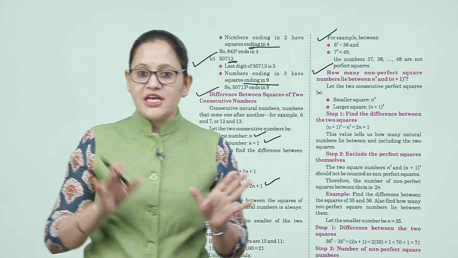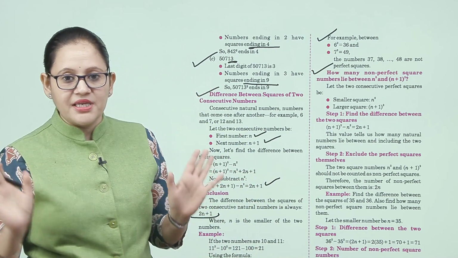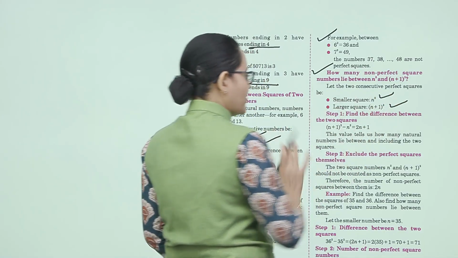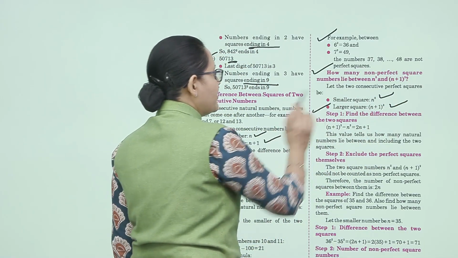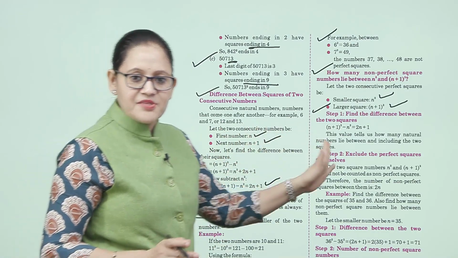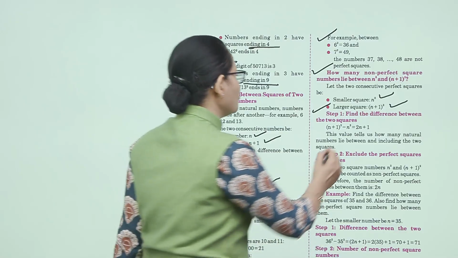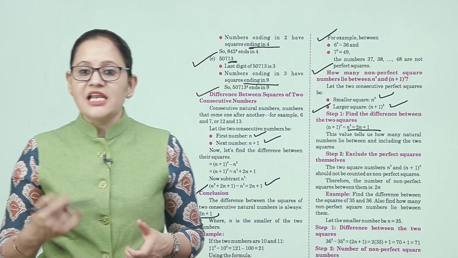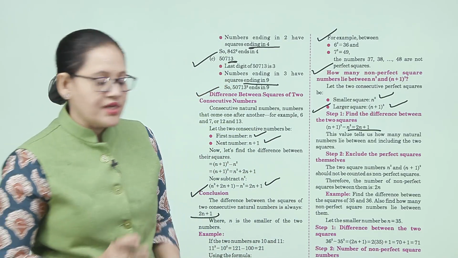So, let two consecutive perfect squares be, suppose the smallest is n square and the largest is (n plus 1) square. What is the first step? Find the difference between the two squares. (n plus 1) square minus n square is equal to 2n plus 1. This value tells us how many natural numbers lie between them, including the two squares.